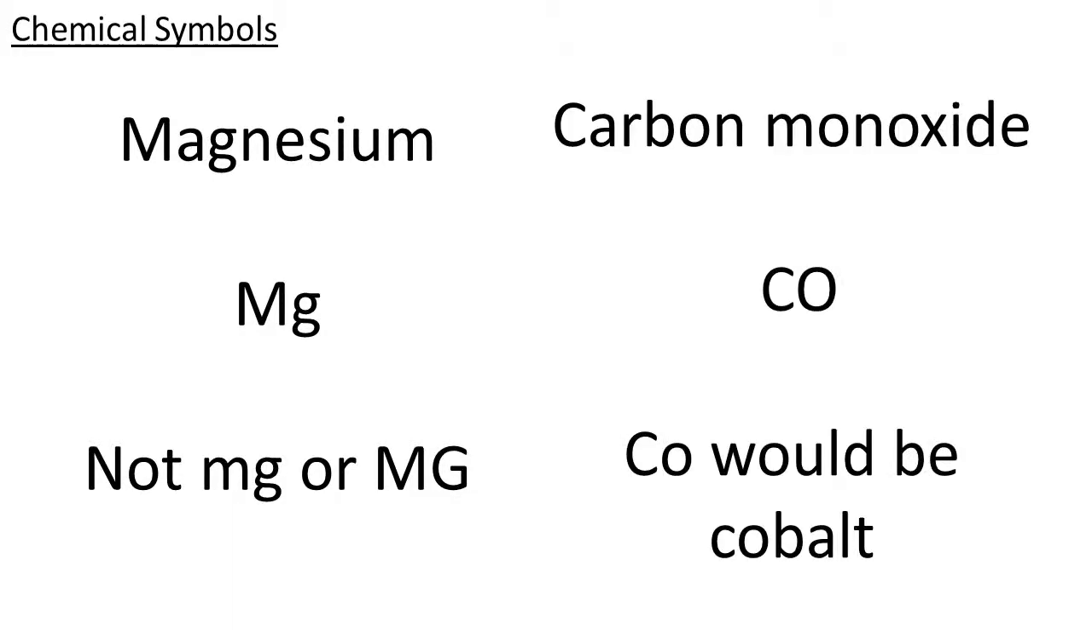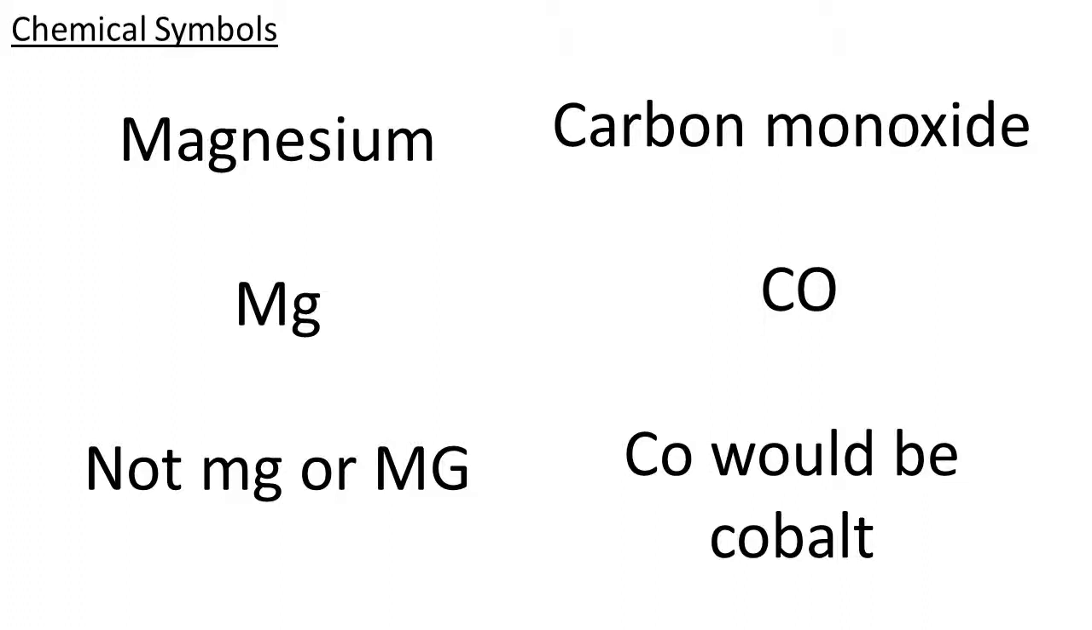What about this example here? We've got a big C and then a big O, uppercase C and an uppercase O. That's two separate things. That's carbon monoxide. There's a carbon atom joined to an oxygen atom. So that is a molecule. Mg, capital M, small g, that's an atom. Capital C, capital O, that's a molecule, carbon monoxide. If the O was small, that would be an atom of cobalt. Okay?